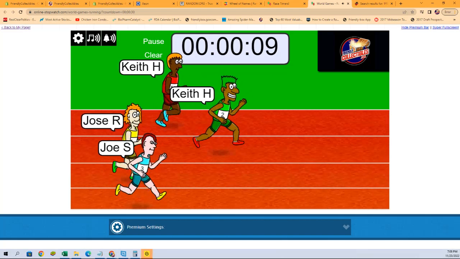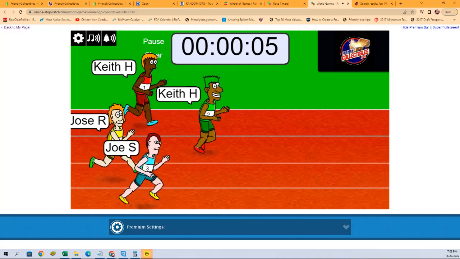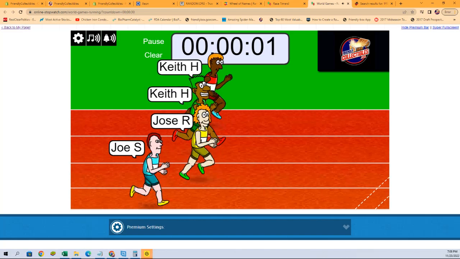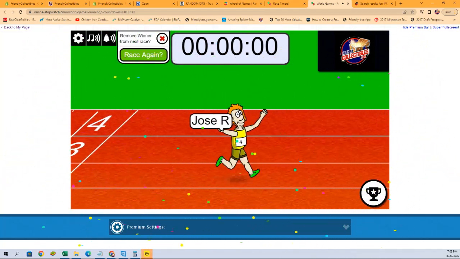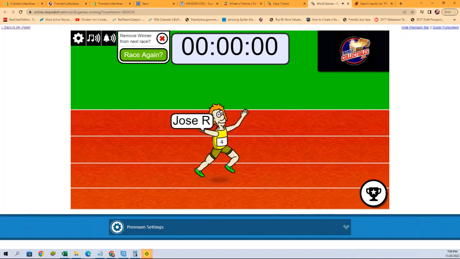I see Joe S at the bottom starting to get some traction here. And Jose R is just falling off the pack. Keith H at the top. And oh, Jose R comes out of nowhere to win this thing. Look at that. Jose R. Congrats, man.